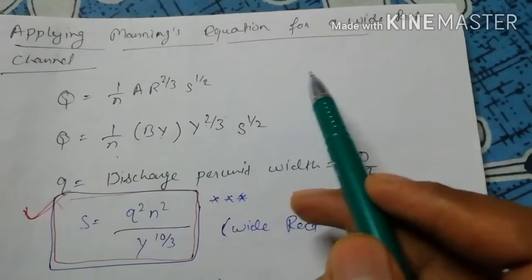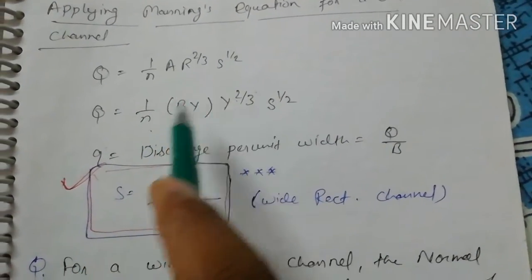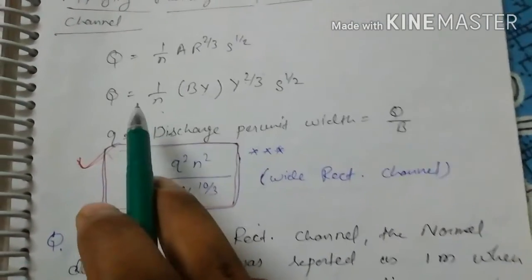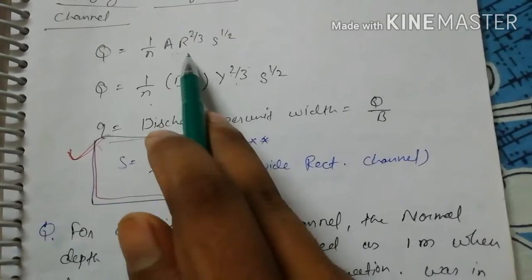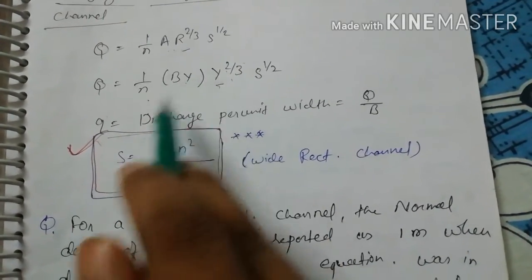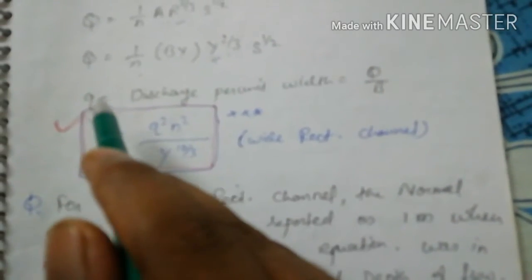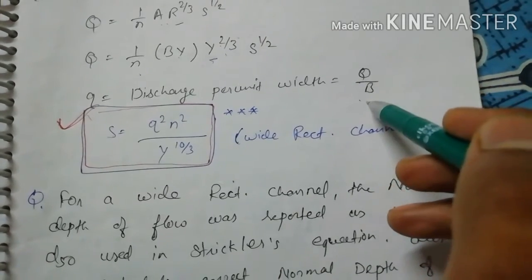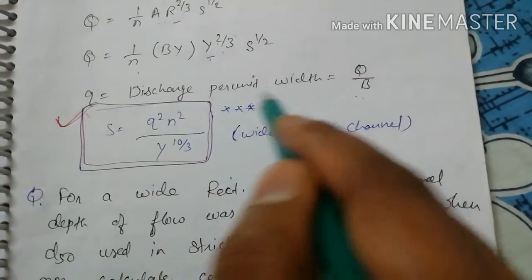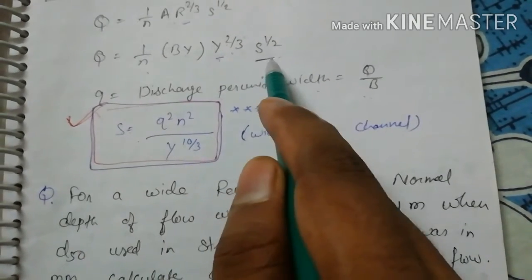And now applying Manning's equation for the wide rectangular channel, Q is equal to 1 by n A R to the power 2 by 3, and after that we put b y in the place of A, and in the place of R we put y, which we have derived from above. And now small q is equal to capital Q by b, which is discharge per unit width. Now we take out the slope.